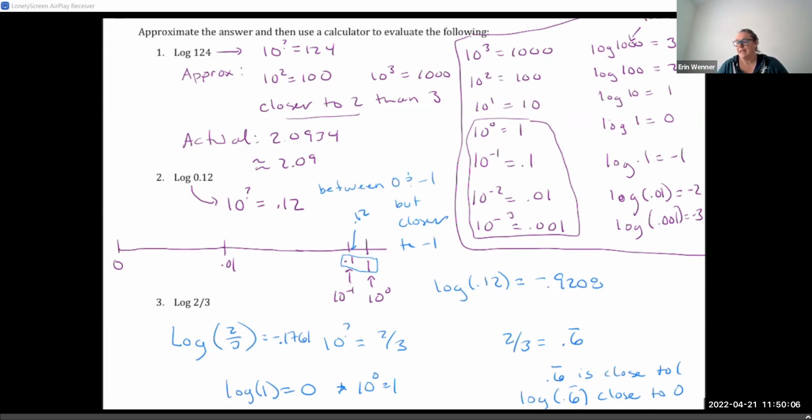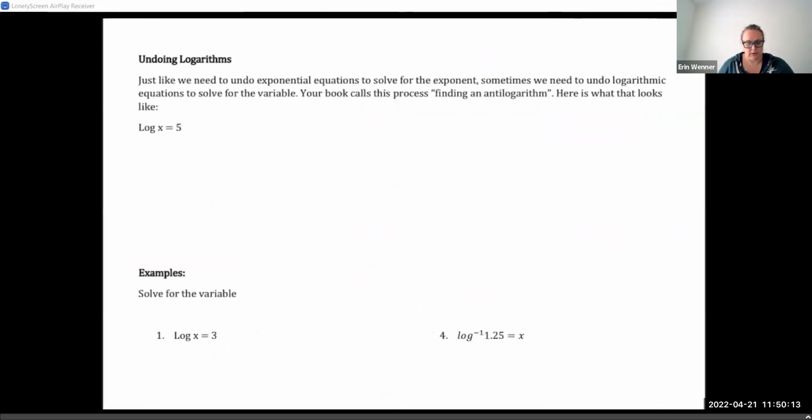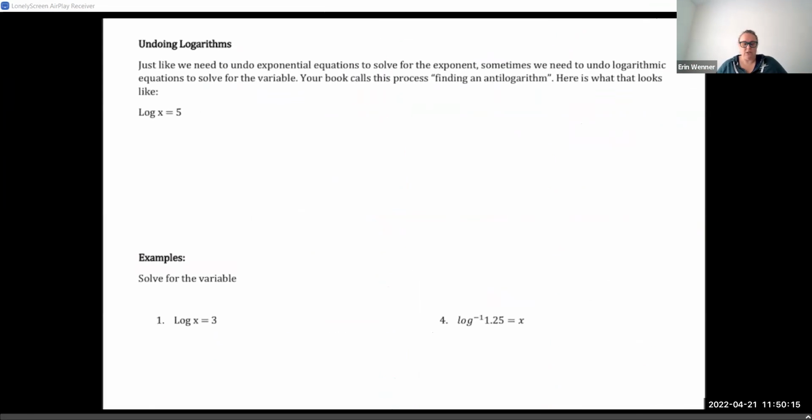So if we take the log of something, we have to be able to undo this. That's what the next page has to do with. Just like we need to undo exponential equations to solve for the exponent, sometimes we need to undo logarithmic equations to solve for the variable. Your book calls this process finding the anti-logarithm. And here's what it looks like.